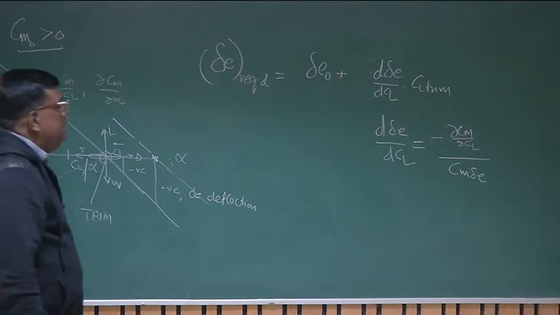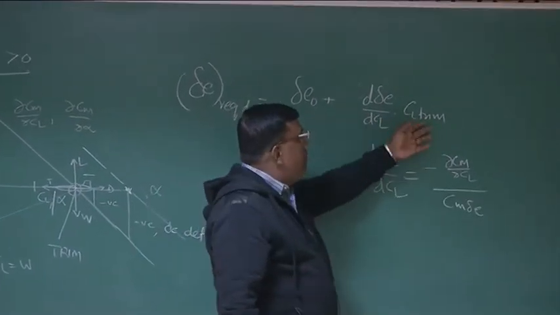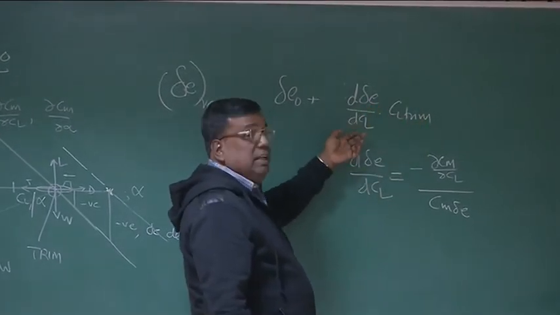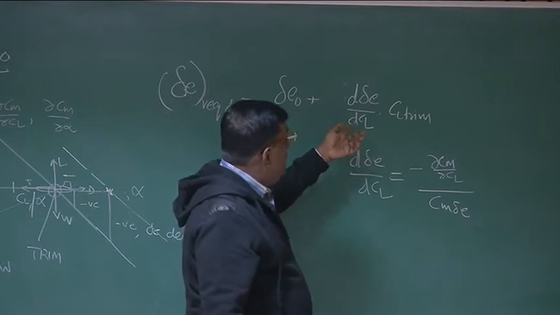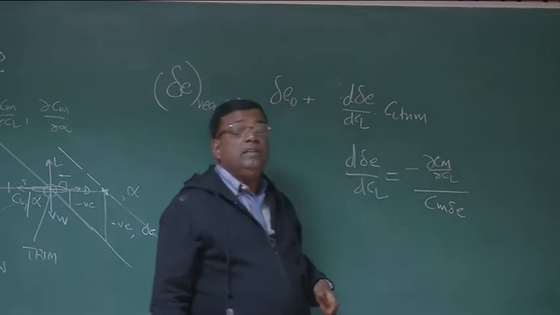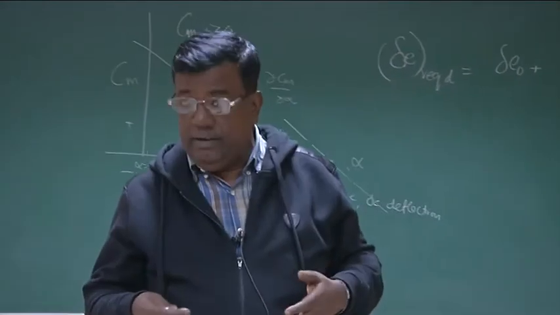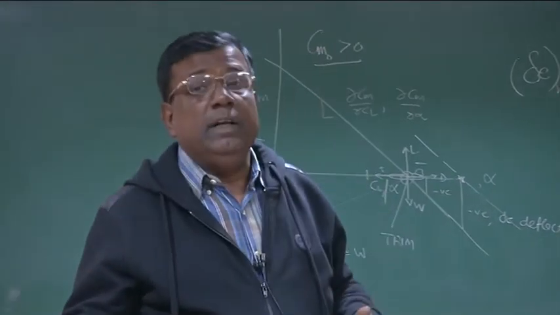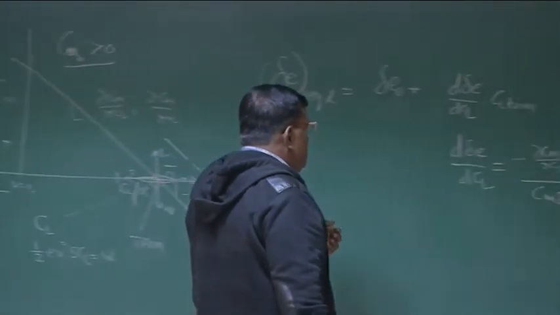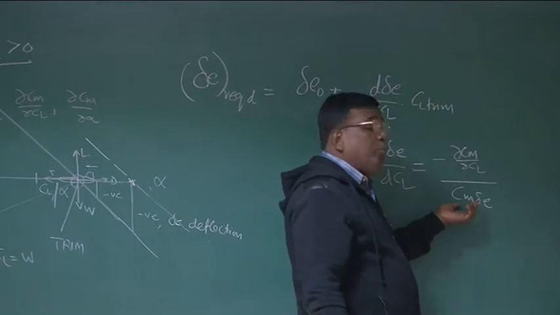Meaning of this is that when I decide I need to trim at a particular CL, I need to know what is the value of d delta E by dCl. Who decides that? That is decided by dCm by dCl, and you know dCm by dCl has a relationship with static margin. If static margin is large, that means dCm by dCl is more negative. Okay? And also you need to know how effective is Cm delta E, what is the control power.